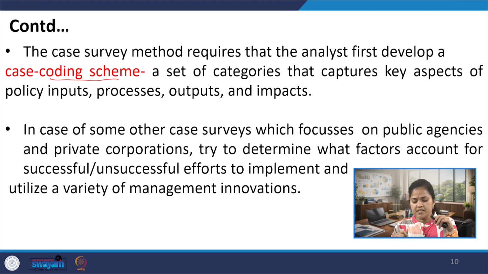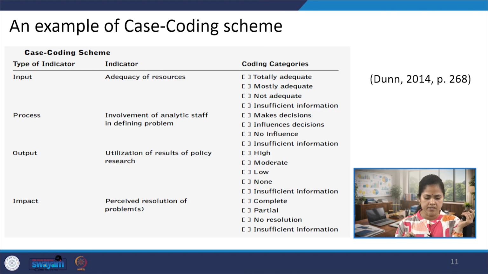A case coding scheme is a set of classifications or categories that captures the main aspects of policy inputs, policy processes, outputs and also impacts. All these classifications are coded, and for every case this coding framework is applied. In the case of some other case surveys which focus primarily on public agencies or, let's say, private corporations, the case surveys try to determine the factors responsible for successful or unsuccessful efforts in the implementation and utilization of management innovations or the implementation of the said policies. Here we can take the example of the case coding scheme.